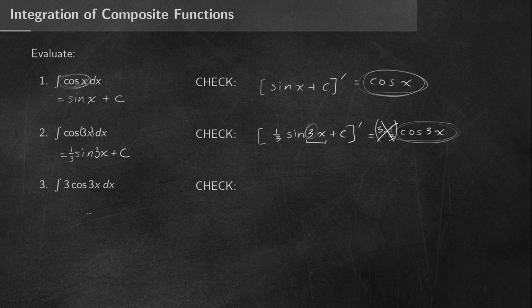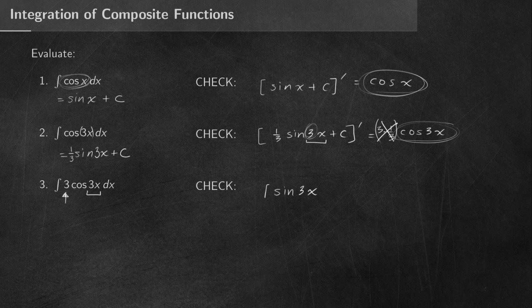Now for number 3, we have cosine stuff. We also have the derivative of the stuff. So we're in a better situation with number 3. We've got cosine of stuff and we're multiplying by the derivative of the stuff already. So this is just going to be sine of 3x.